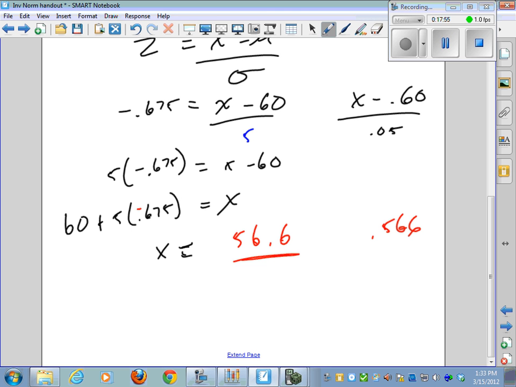Okay. I know that's probably not the best example. I know it's a bit of a challenge. Don't worry about it too much. I have hardly ever seen an invert norm question on the exam. Hardly ever.